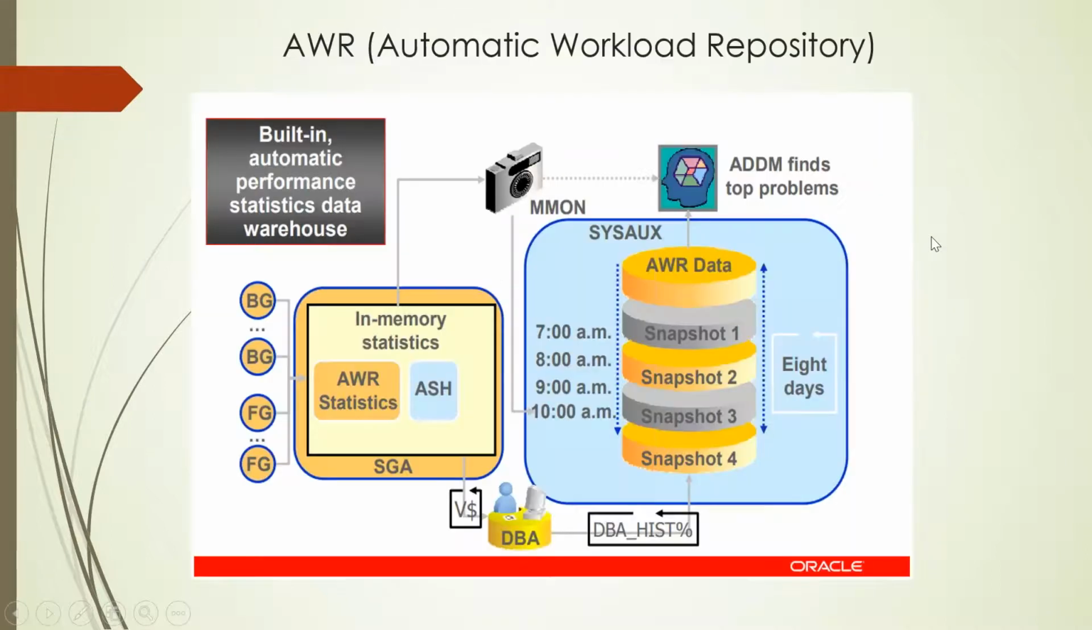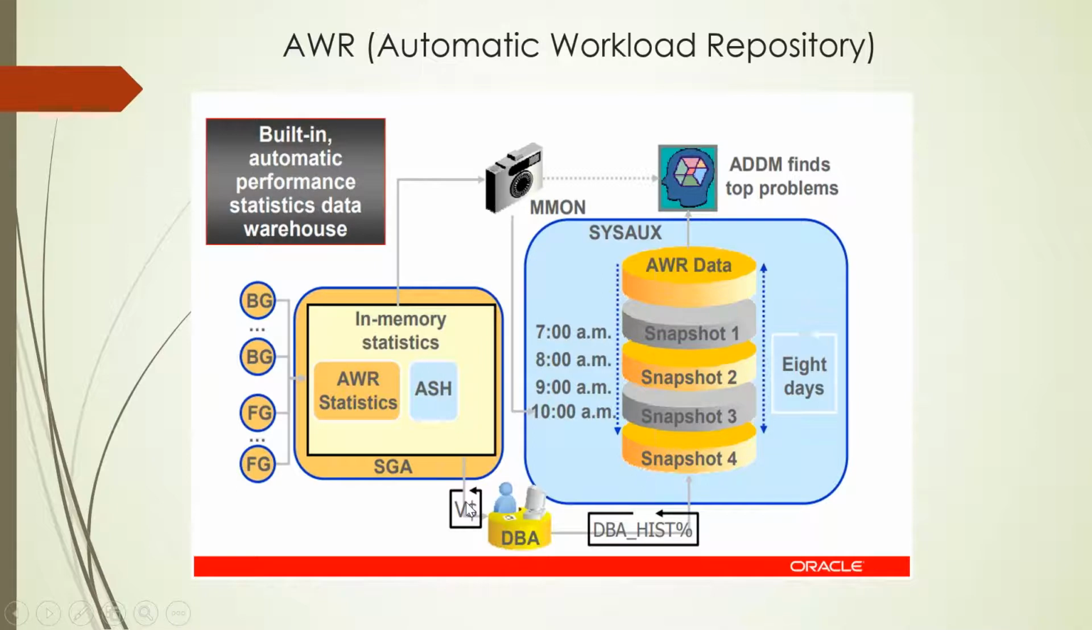This is a figure I got from Oracle, which shows how your AWR report is generated and how the snapshots are stored. On the right side you can see ADDM finding top problems, and below that you see the AWR data, which has been collected in the form of snapshots. Snapshot 1, 2, 3, so it also has the historical data. And you can see these V dollar tables. These are all important tables for Oracle.